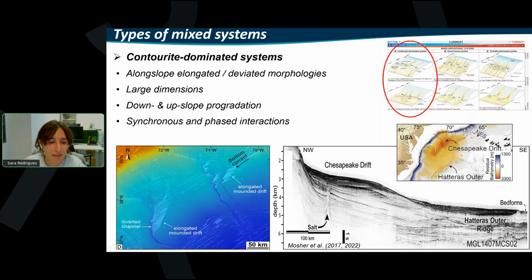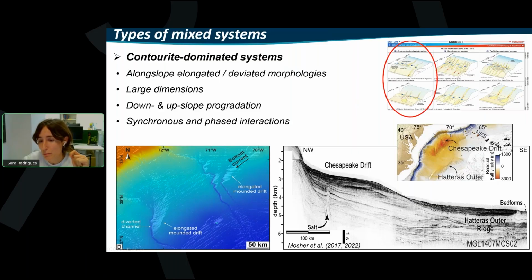In addition, because the current is considered stronger in these types of systems, more often than not you'll probably have synchronous interactions and even phased interactions. The synchronous interactions are mostly the bottom current carrying a lot of the sediment. In the phased interactions, we still have a bottom current occurring in this area, while there are breaks in the turbidity flows. And that's why we end up with morphologies that are more similar to those of contourite systems.